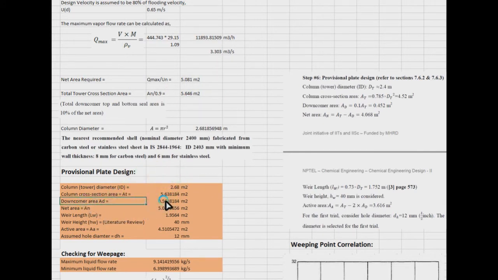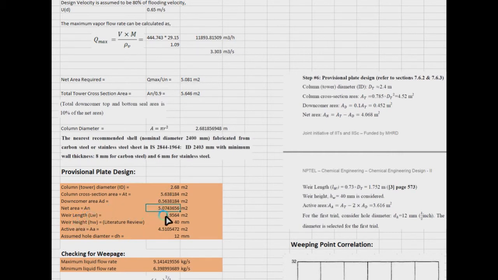The downcomer area, in the most common cases, sometimes is taken as 10% of the total area, sometimes 15% or sometimes 20%. Like in this case, I have taken the total downcomer area as 10% of my column cross section area. The net area available for the plate will be equal to the total area minus the downcomers, because in the downcomers there is empty space through which the liquid or vapor are flowing upwards or downward, and there is no plate side available. So the net area will be equal to the total cross section area minus the downcomer area.